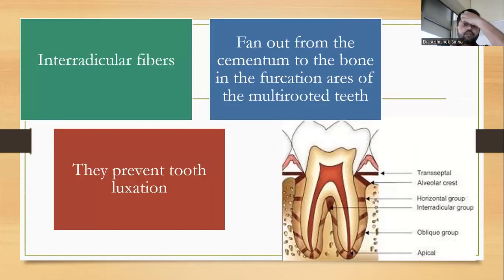Then you have interradicular fibers. Interradicular fibers fan out from the cementum to the bone in the furcation area. They are interradicular, that means between the roots. So they fan out from the cementum to the bone present in the furcation area of the multi-rooted tooth. So interradicular fibers will not be present in a single rooted tooth. So never confuse and write that a single rooted tooth has interradicular fibers. And they also prevent tooth luxation.